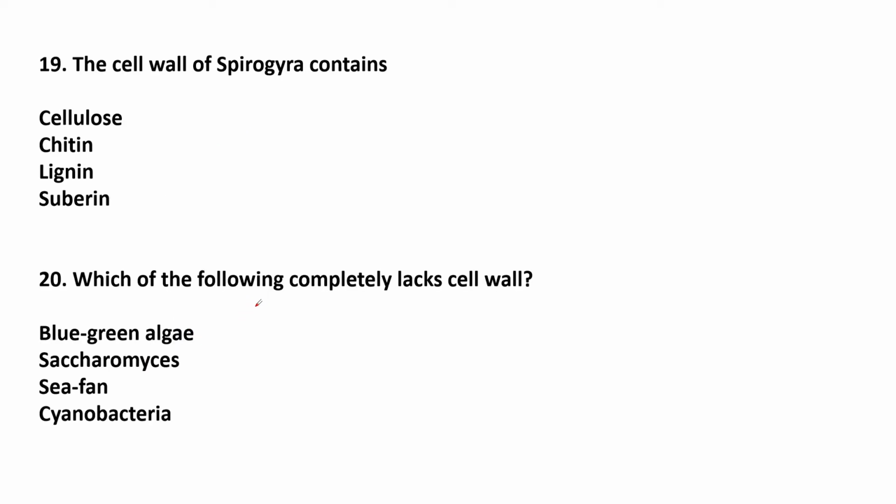The cell wall of Spirogyra contains cellulose, chitin, lignin, and suberin. Right? It is cellulose. Cell wall of Spirogyra contains cellulose. Which of the following completely lacks cell wall? Blue-green algae, Saccharomyces, sea fan, cyanobacteria. It is sea fan.